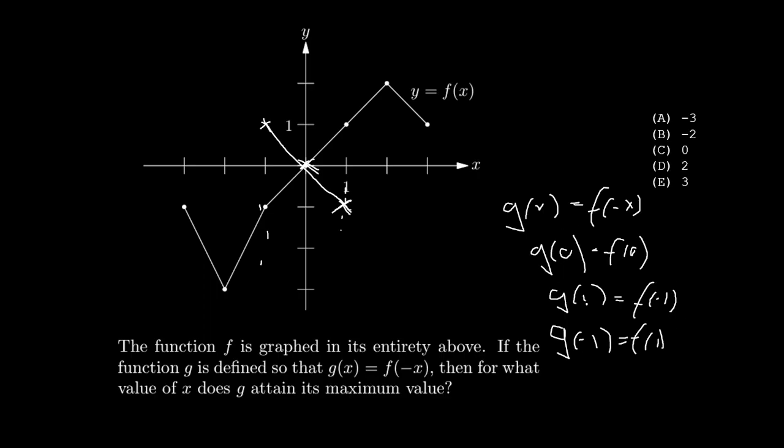This is the way you can think about it. Actually, we know that g of x equals f of negative x. That means that g of x is the mirror image of f of x. So we can just flip this graph. We want to mirror all the values to the other side.